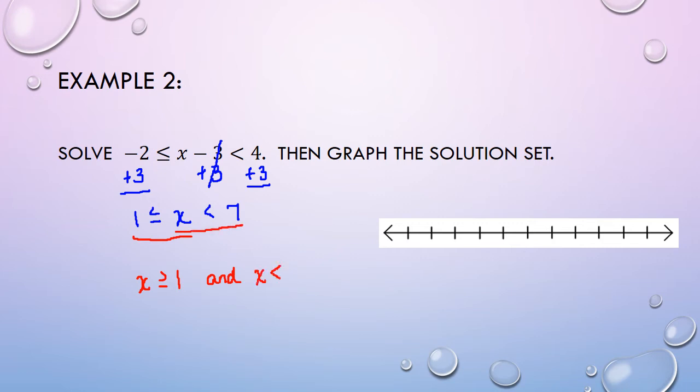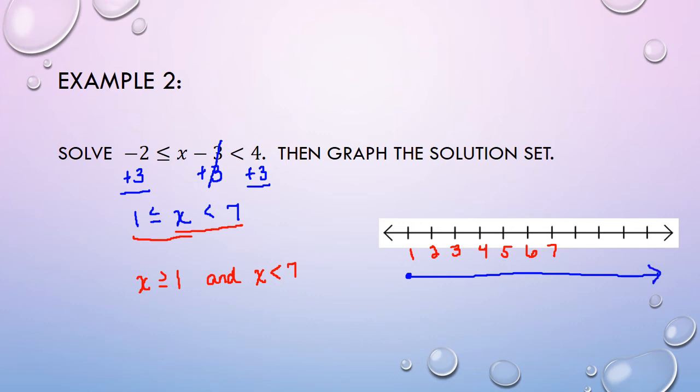X is less than 7. So let's go ahead and graph that. So we need to have on our number line 1, 2, 3, 4, 5, 6, 7. And then looking here, 1 would get a closed circle, shading to the right, all the way that way.